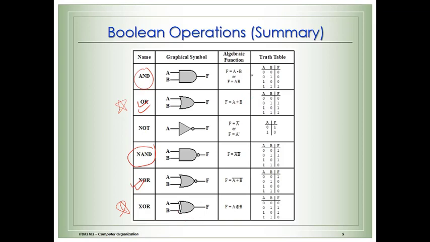How do you represent it mathematically? For the AND operator, you write either A dot B, which we read as A and B, or simply you write AB.